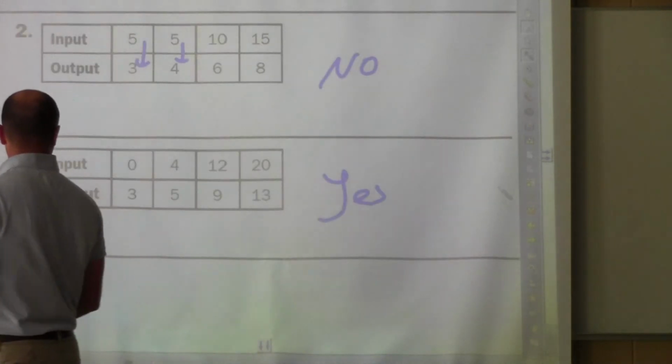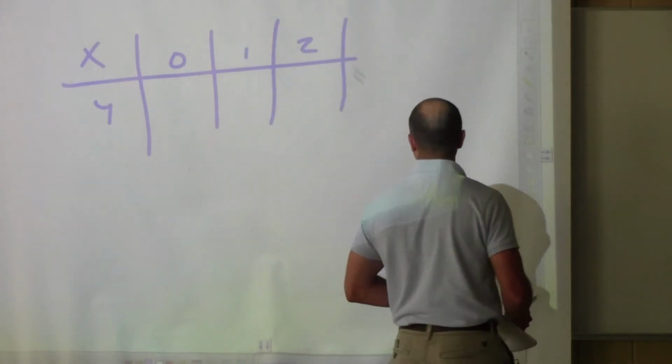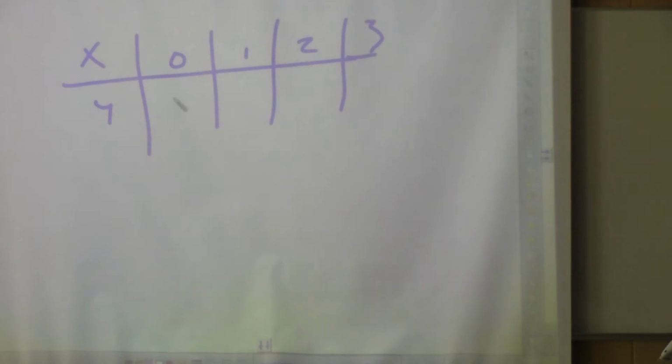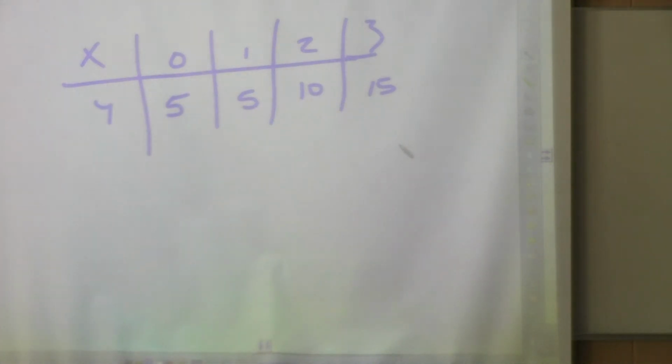Now, before I jump to here, I'm going to try to give you a little trickier one. Let's call this my x, and let's call this my y's. Here's my inputs: 0, 1, 2, and 3. And my outputs, my y values, or my range, is going to be 5, 5, 10, and 15. Is that a function? Think about it for a second. Does every input only have one output? Hopefully you're thinking to yourself, yes, this is a function.